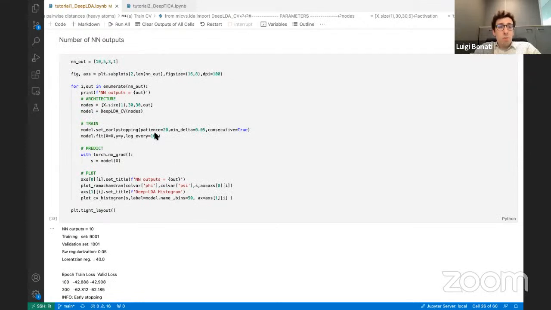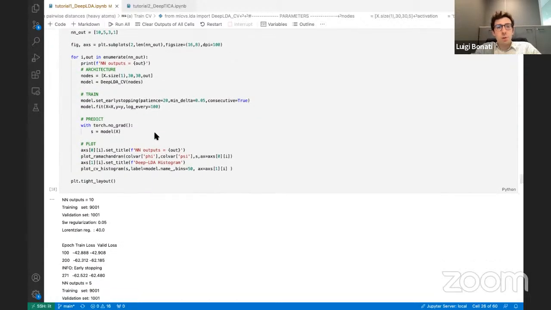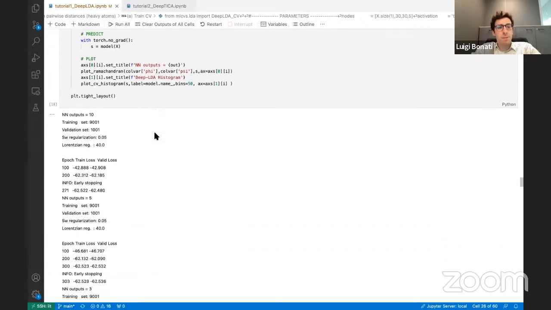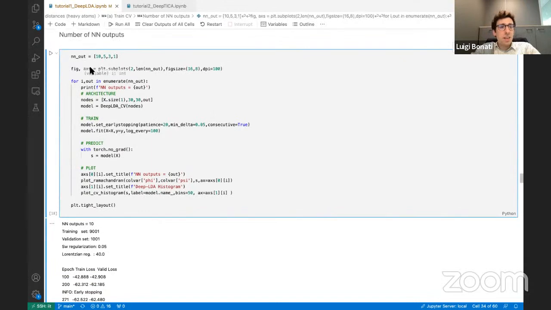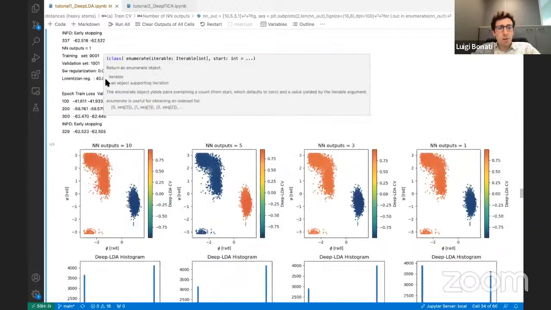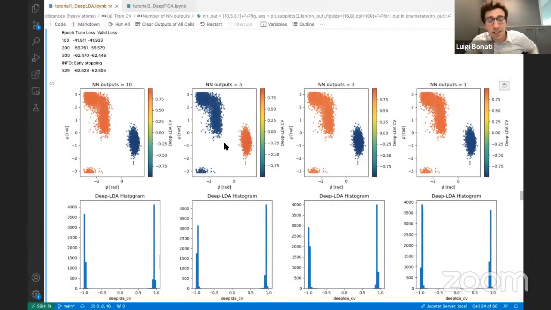Of course, 1 is enough in this case because we have only 2 classes. In general, we will need at least n-1 outputs to discriminate between n classes, because we always need n-1 CVs to discriminate between them. Here I made an example, repeating the training for different values of the number of neural network outputs, and we see that we always get very similar results.